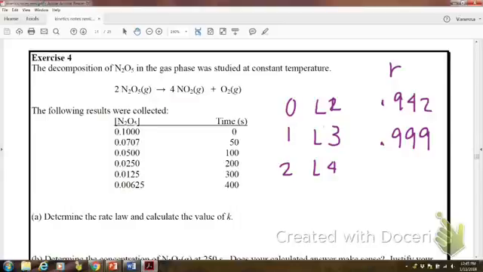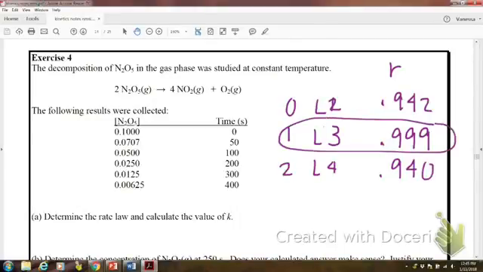So now, same thing, do second, enter, and then scroll back over and replace the L3 with L4 by hitting second 4. And then that linear regression, I think, mine comes out to 0.940. So we are definitely first order because that's the winner, winner, chicken dinner.